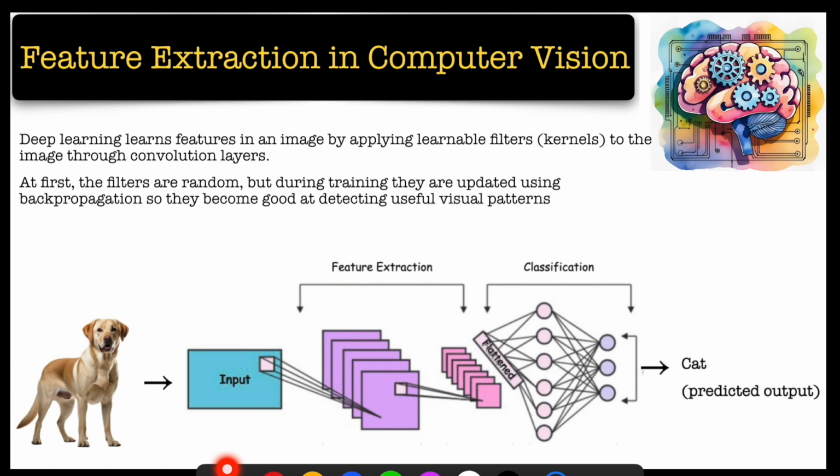Now how does deep learning do this? Deep learning learns these features in an image by applying learnable filters to the image through convolution layers. So we don't create those filters and apply them manually now. What we do is have some convolutional layers, some extra layers in the deep learning network for feature extraction.